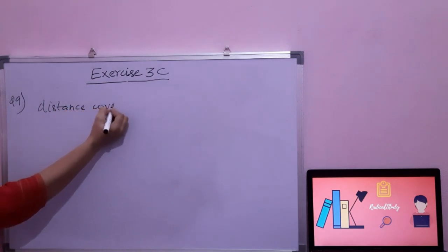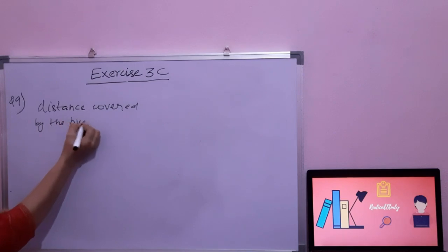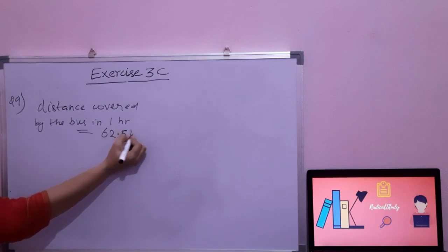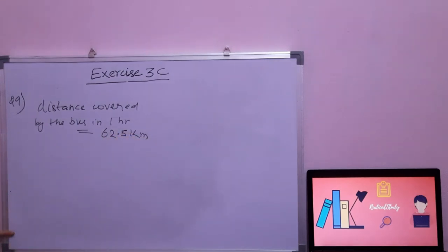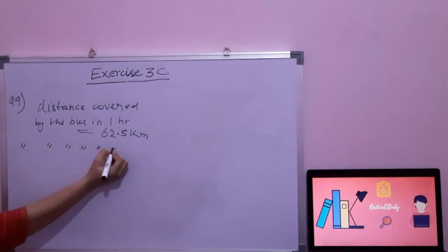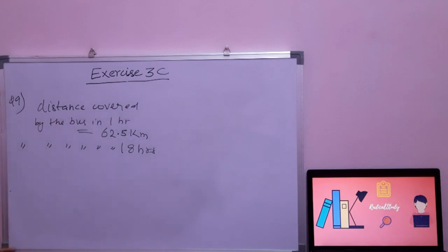Distance covered by the bus in 1 hour. एक घंटे में कितना कवर किया बस ने? 62.5 किलोमीटर. Now in the question what it is asked? Distance covered by the bus in how many hours? 18 hours. एक घंटे का आपको बताया और आपसे 18 hours का पूछा है. That means the value of 1 is given to you and more is asked.